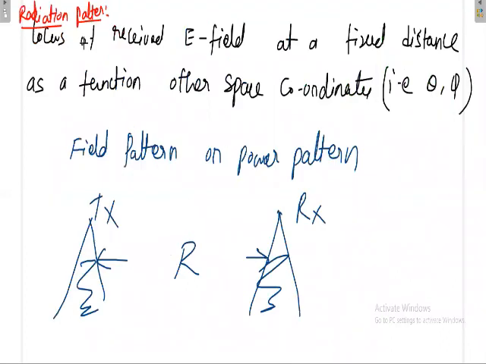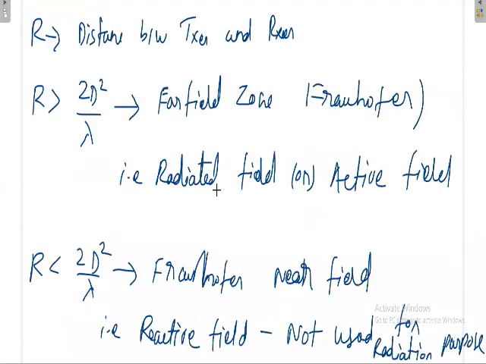Next, radiation pattern means the locus of the received electric field, or sometimes the radiation pattern can also be drawn for power. That is called the power pattern. Whether it is a field pattern or a power pattern, it is always a function of theta comma phi, where r is constant.